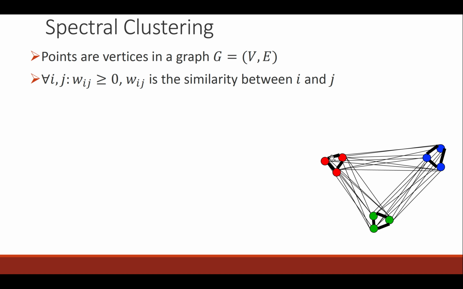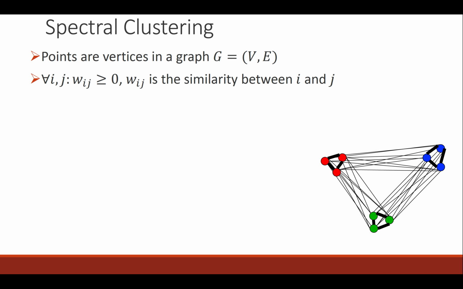So a thick edge is a large weight, and thin edges basically have small weight, and we can clearly see that the group of 3 red vertices have a high connection between them. The weight of the connections between them is large. And that's also the case for the blue vertices and for the green vertices. However, the connections between different groups have a low weight, as indicated by the thin edges.